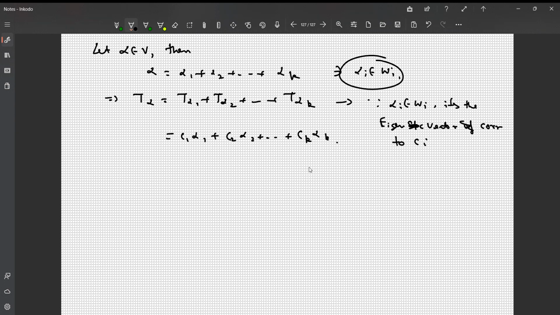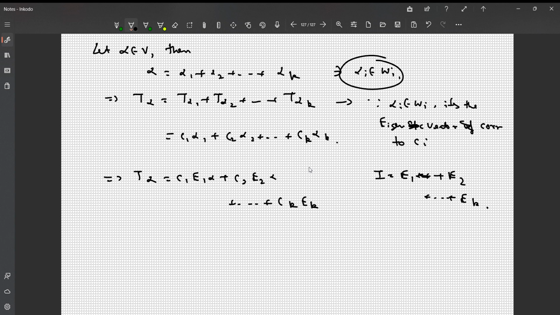Now, one more thing to have in hand is that we have k linear operators E1, E2, till Ek such that the identity operator can be written as E1 plus E2 and so on till Ek. So this necessarily implies we can write T of alpha as C1 E1 of alpha plus C2 E2 of alpha and so on till Ck Ek of alpha.